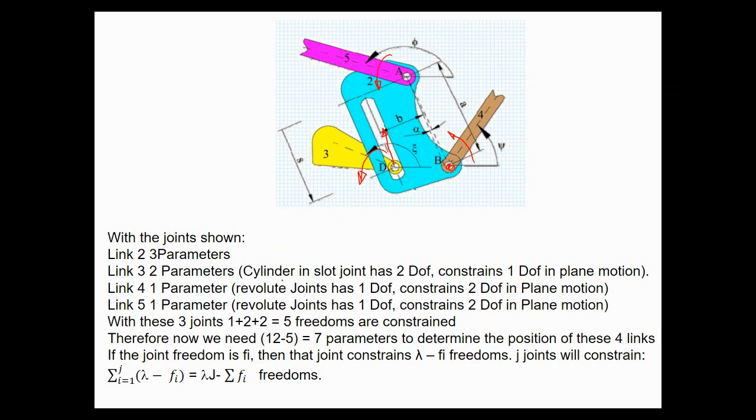So we have, with these 3 joints, 1, 2, and 2, we have constrained 5 degrees of freedom now. In the beginning, we had 12 degrees of freedom, remember? So we have constrained 5 degrees of freedom. Now the degree of freedom is reduced to 7 now, if you connect them in the following fashion.